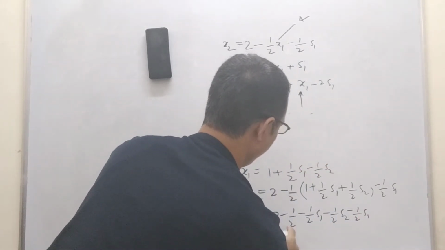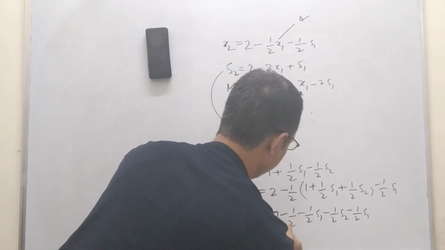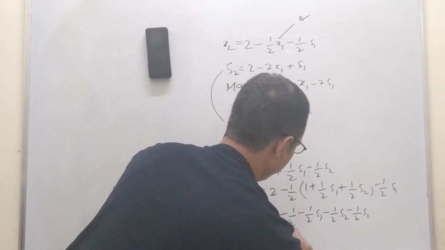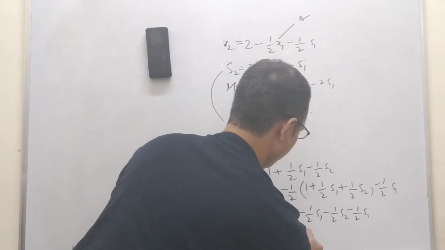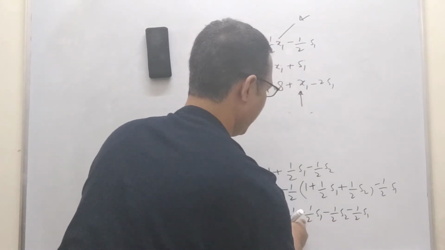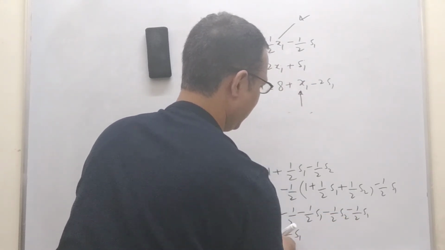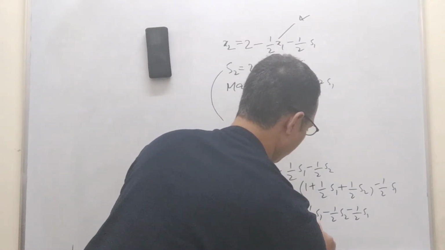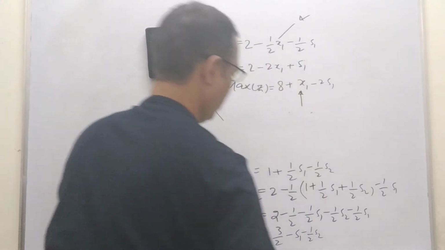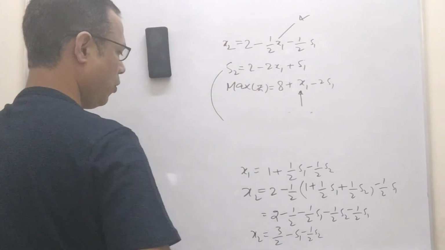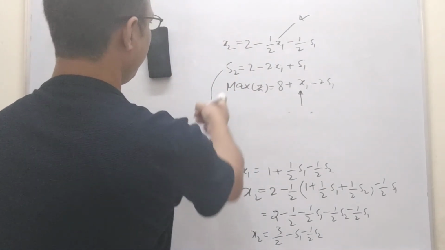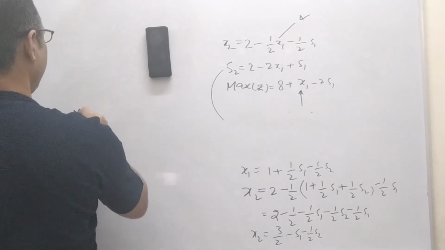So if you are going to solve, 2 times 2 is 4, 4 minus 1 is 3 by 2, minus, plus 1 by 2 S1. Here we are just going to add half S1, so that is full S1 minus 1 by 2 S2. This is the equation of x2. Now we are having x1 and x2. We need to find the objective function.